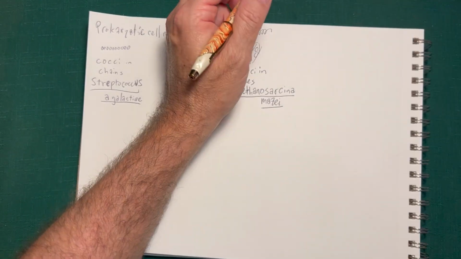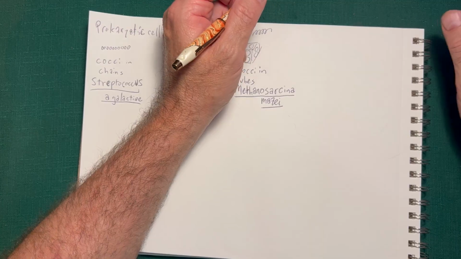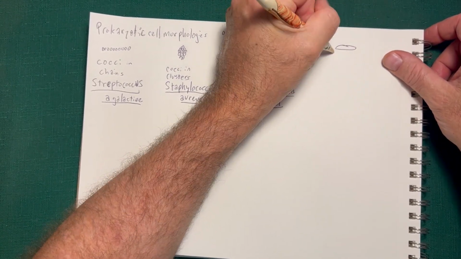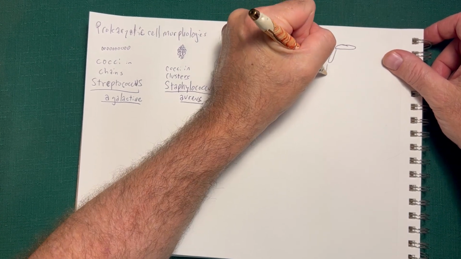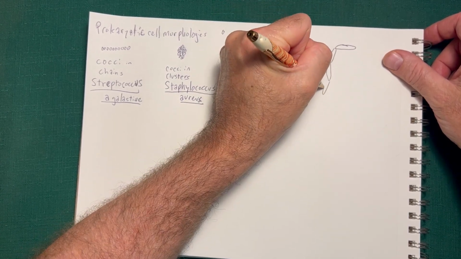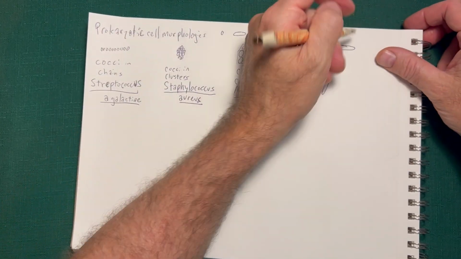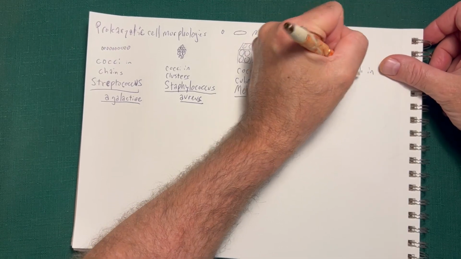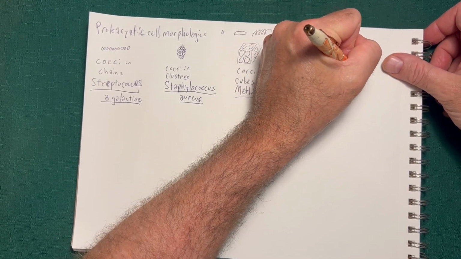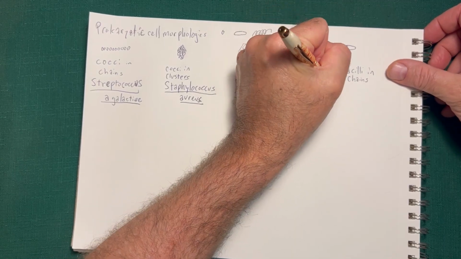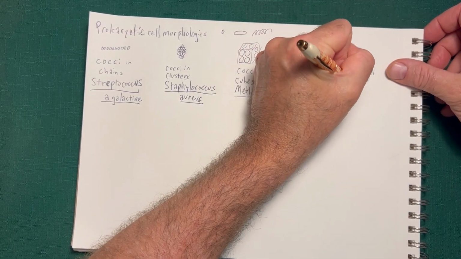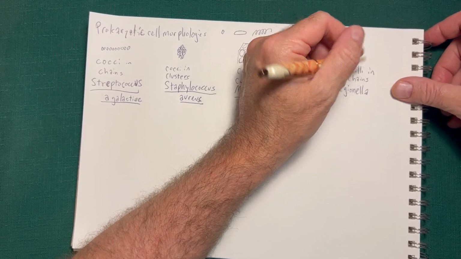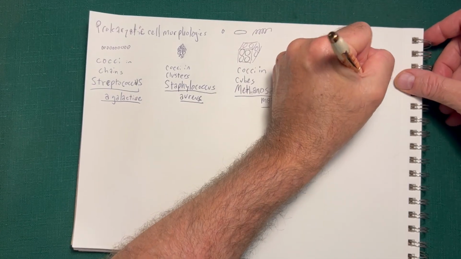Now, we can also find that bacilli or rods can also form chains, kind of looking like a link of sausages or hot dogs. So this would be an example of bacilli in chains. And this is something we see in, for example, Legionella pneumophila.